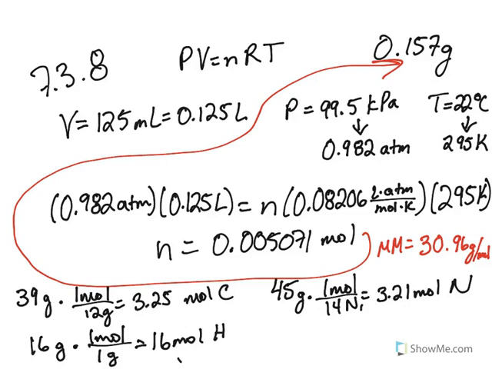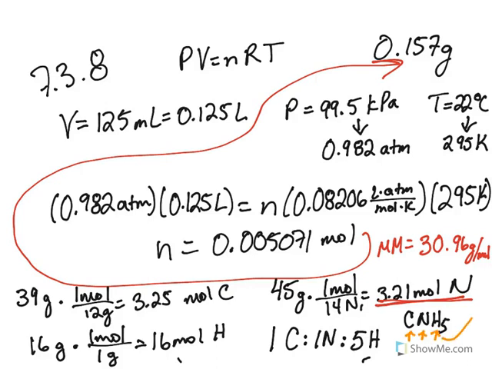My smallest ratio is N, so I'm going to divide that into the others. And what I'm going to find is that I have 1 C for every 1 N for every 5 H's. So overall, my formula should be CNH5, or some variation of that. And if you add up these elements from the periodic table, you find that the molar mass is 30.96. So the empirical formula in this case is the molecular formula, and the answer is CNH5, or some variation of those letters in that order.